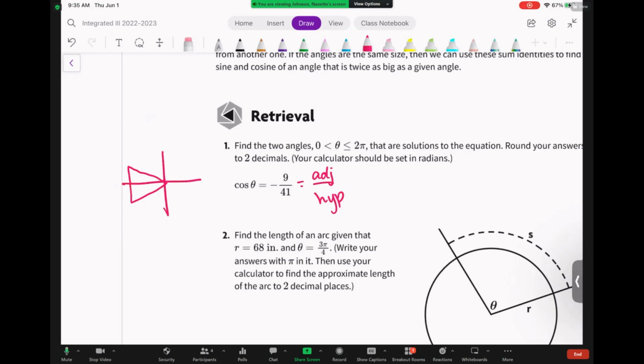But these numbers are unrecognizable to me. It's not my 30, 60, 90 triangle with 1, 2, root 3, and it's not my 45, 45, 90 triangle, which is 1, 1, root 2. So that means I'm going to have to run to my calculator. The way I'll do this is I ask, how do I get theta out of cosine?